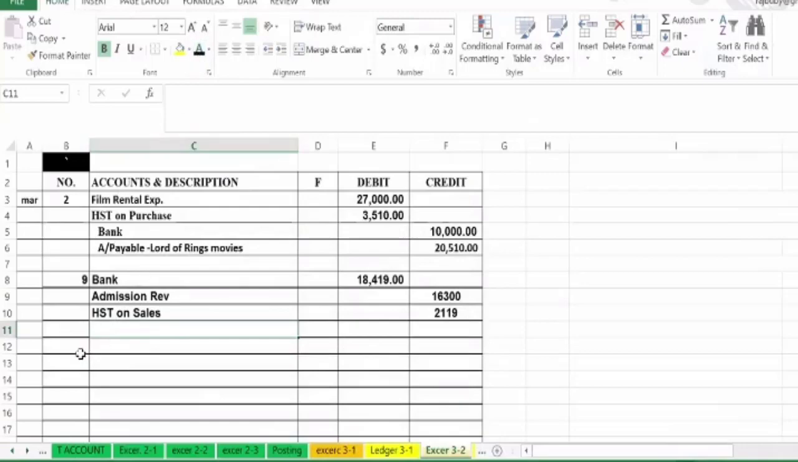Paid the balance. So March 10th. Paid the balance due on Lord of Rings rental and paid 3,000 on accounts payable from February 29th. So we'll do 2 lines of debit for accounts payable from February 29th, and then accounts payable for Lord of Rings. And then we will credit the bank account for 3,000 plus whatever was remaining for the Lord of Rings thing. And we'll make that one 20,510, right? Yeah, 20,510. The first transaction, yes.